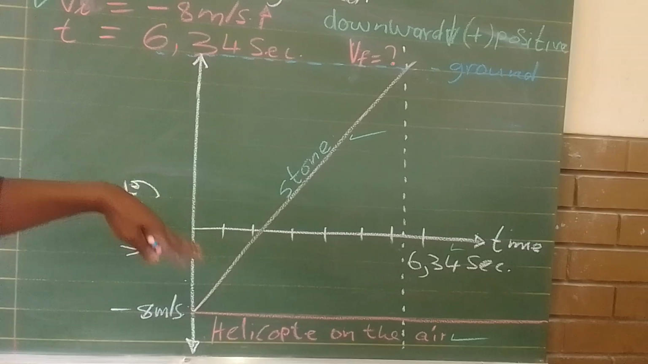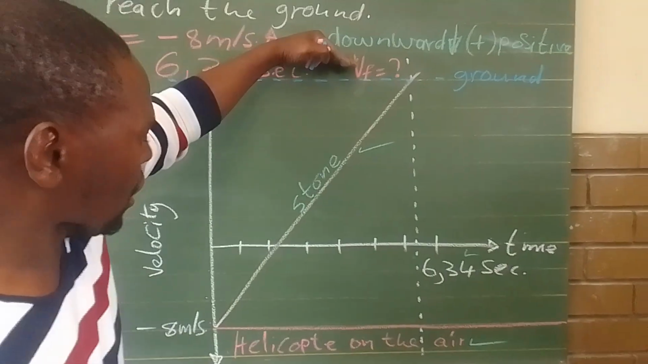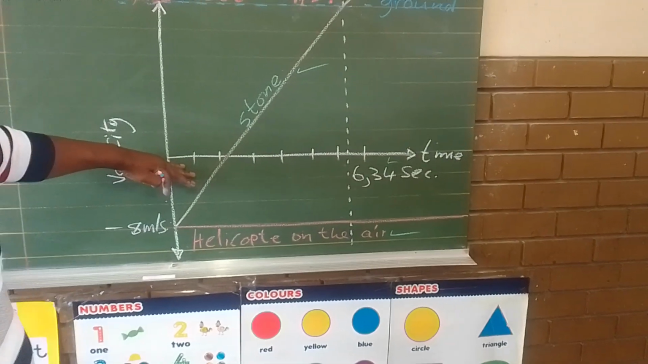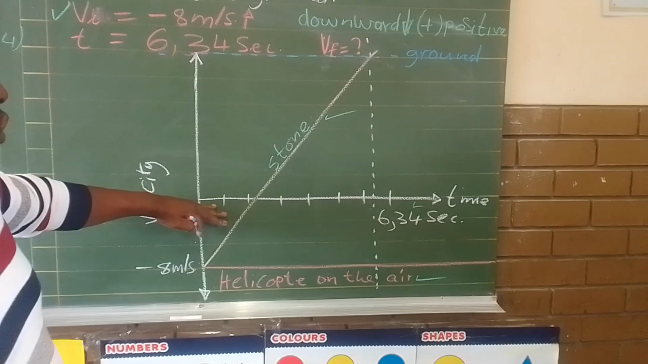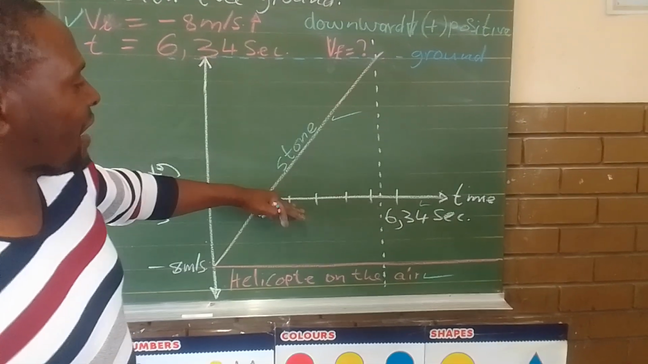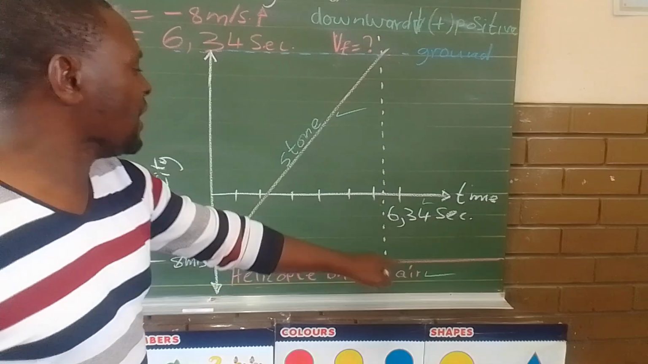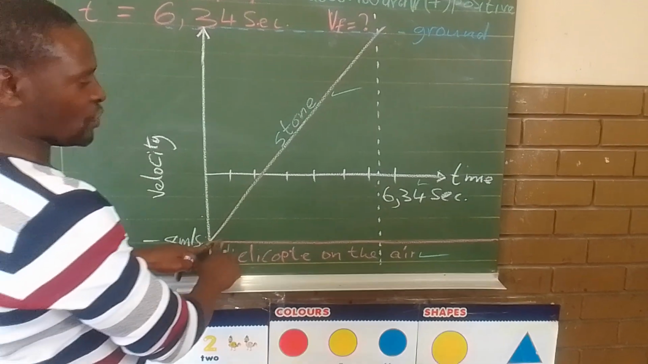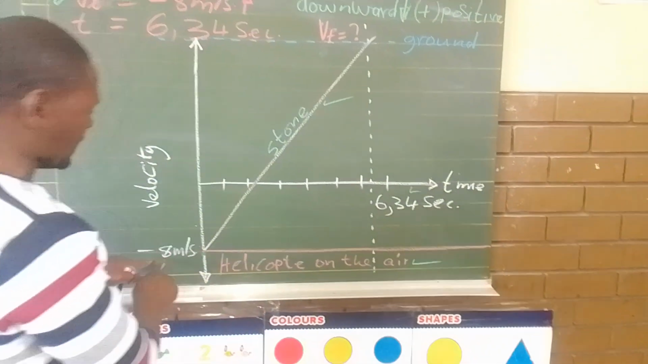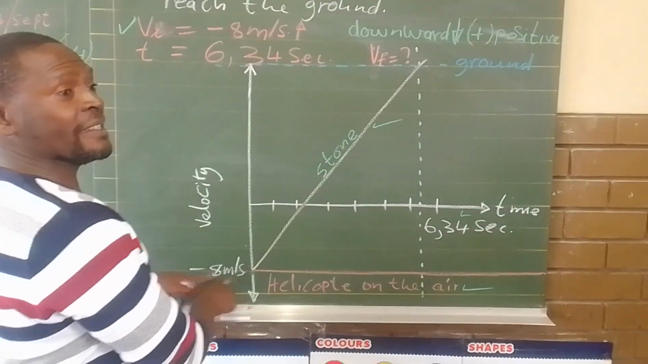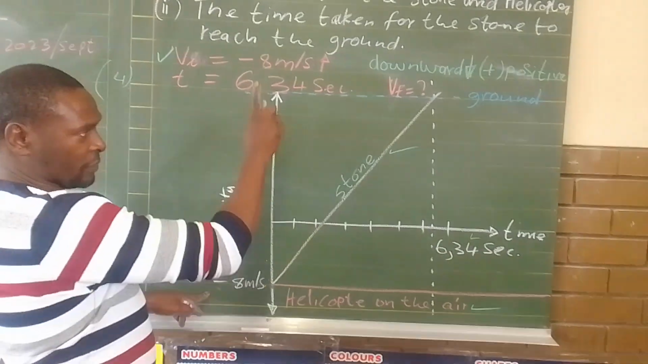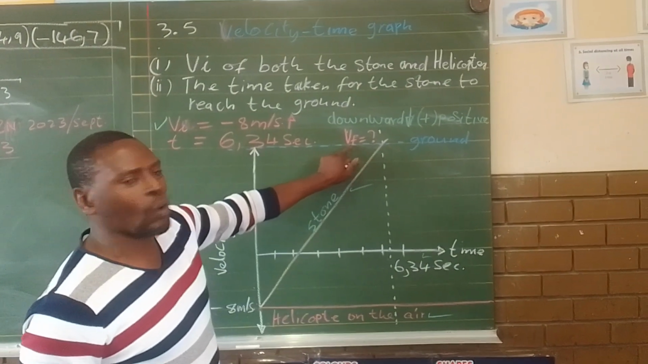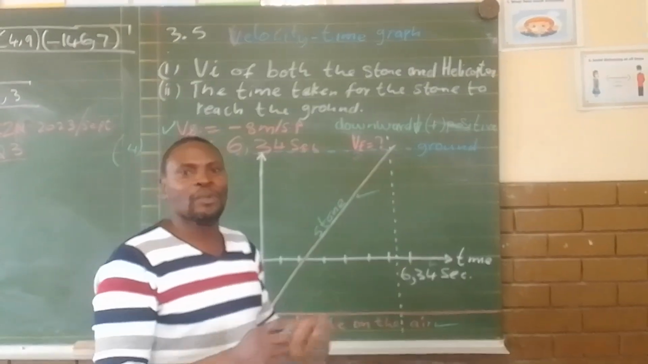Remember, the ground is parallel to the time axis. The helicopter, if it was not constant, wouldn't be parallel. It is parallel because it does not change. It goes like that forever at negative 8 meters per second. Negative means going up, 8 meters per second.